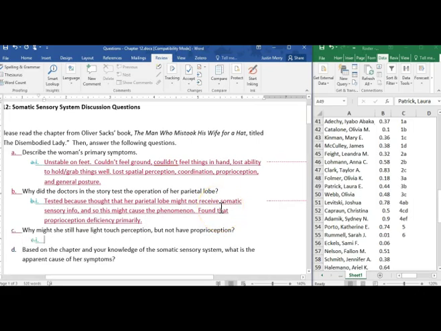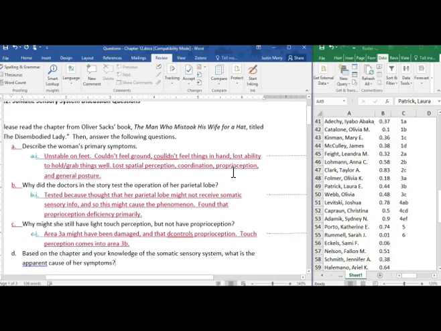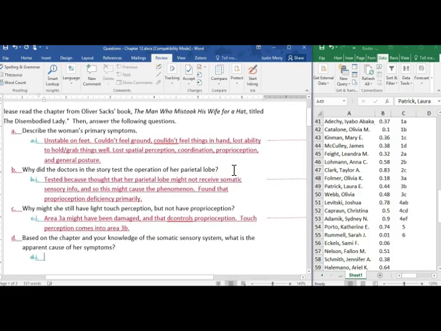Let's see, 1C went to Mary. So why might she still have light touch perception but not proprioception? Yeah, maybe. I'll put the next one down. So what do you think is the apparent cause of the symptoms? There's no right answer to this one, but what did you put, James?